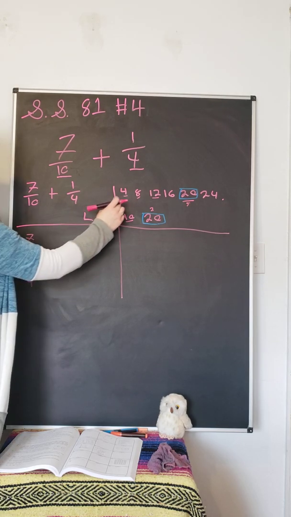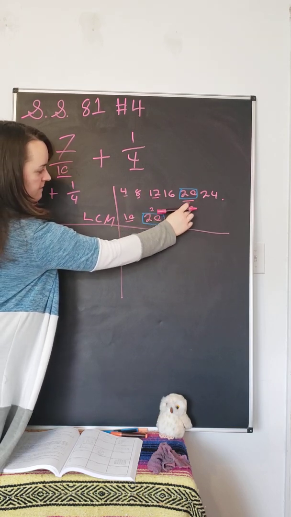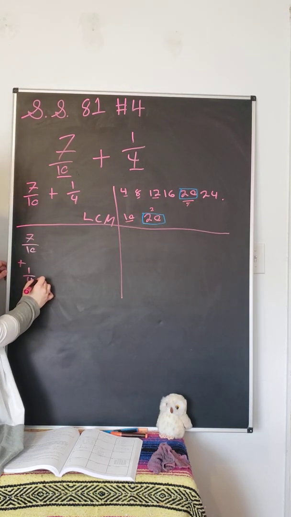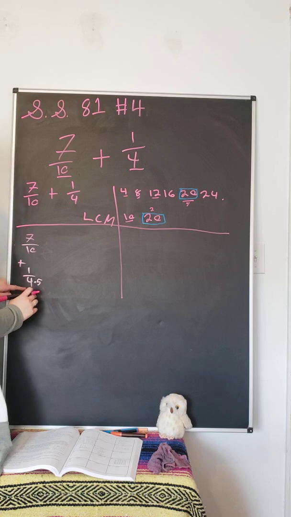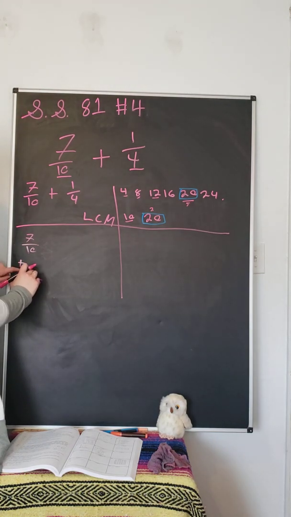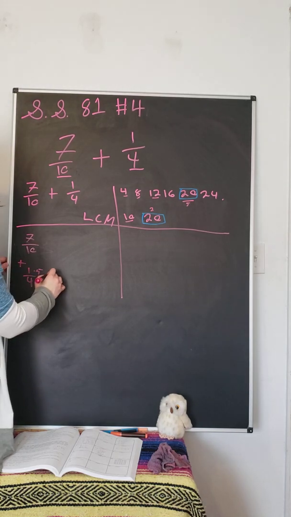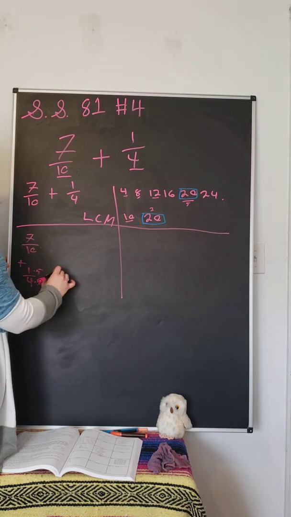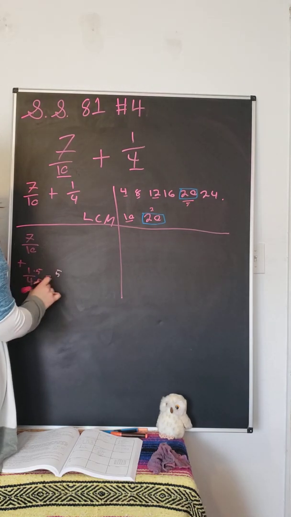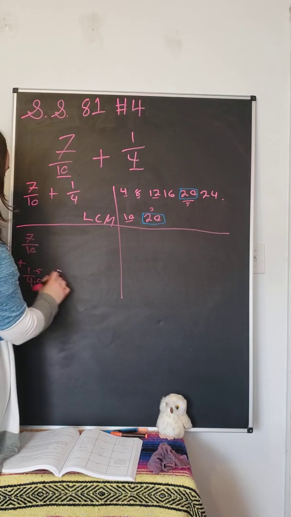Remember how I did 1, 2, 3 and wrote that 5 right there? I'm going to multiply this by 5 because I need to change the denominator. And whatever I do here on this bottom number, I need to do on this top. So I'm going to multiply that by 5 also. So 1 times 5 is 5. 4 times 5 is 20.